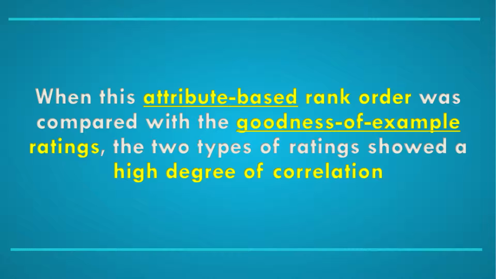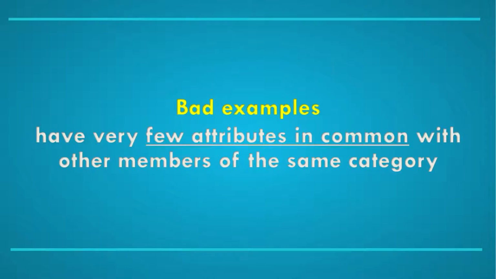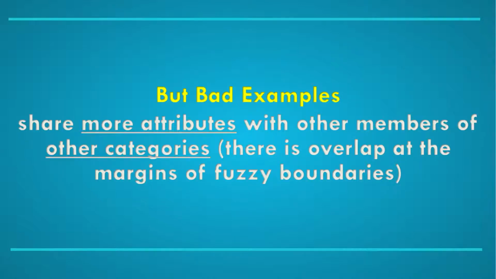So there are different ways to get to the same conclusion. Good examples have many attributes in common with other members of the same category. Bad examples in the periphery or at the margins of the category have very few attributes in common with other members of the same category. Think, for example, of the sandals in the weapon example that I showed you earlier on.